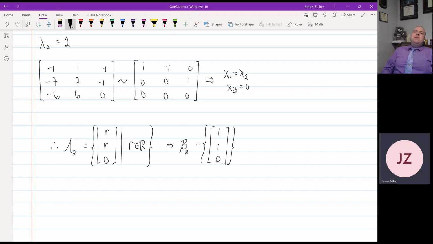The next clinic will be the final clinic of the semester. It will deal with the diagonalization of square matrices.